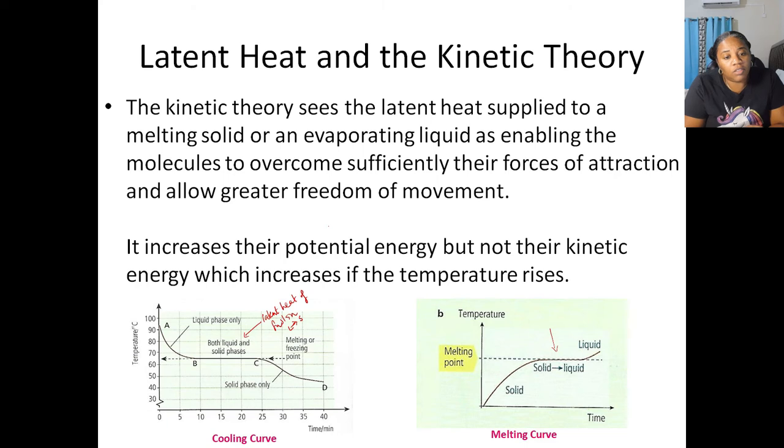The kinetic theory sees latent heat supplied to a melting solid or an evaporating liquid as enabling the molecules to overcome sufficiently their forces of attraction and allow greater freedom of movement. It increases their potential energy but not their kinetic energy, which increases if the temperature rises.